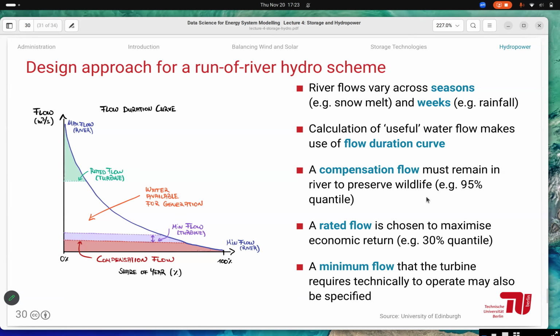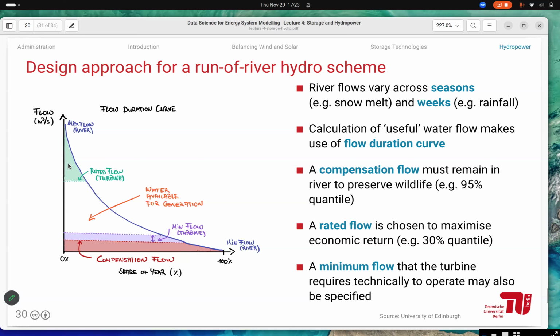Okay, so where do we stop? Some water we need to reserve for the environmental constraints. There's some amount of water that we cannot take, even if it's available. And if the water is naturally below that, then of course there's nothing we can do about it. We're not interfering, then it's also fine. But this is water we need to reserve for the natural river flow.